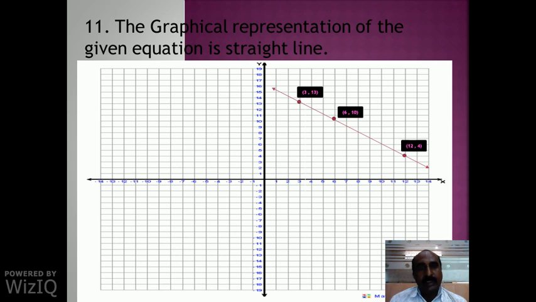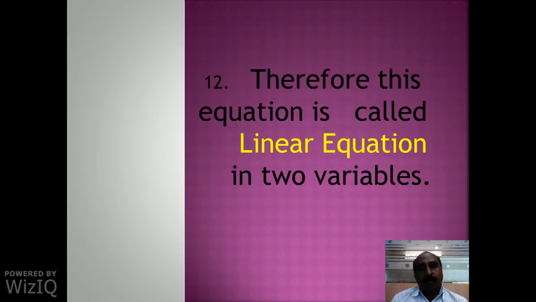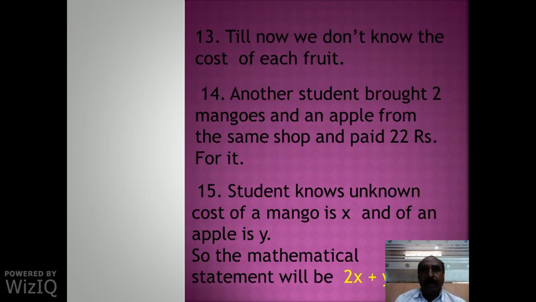Now teacher plots these points on the graph paper and shows what will be the graphical representation of these points, and the graphical representation of this equation is a straight line. Now this is also one reason to call these equations a linear equation. The equation is called the linear equation whose graph is straight line. Again, till now we don't know the cost of each fruit, because we represented graphically that one equation only. Now this activity continues further.